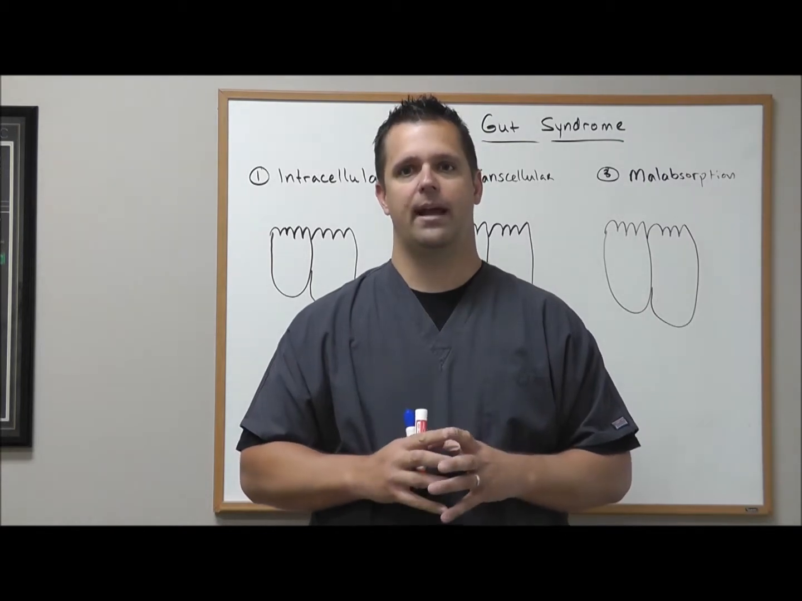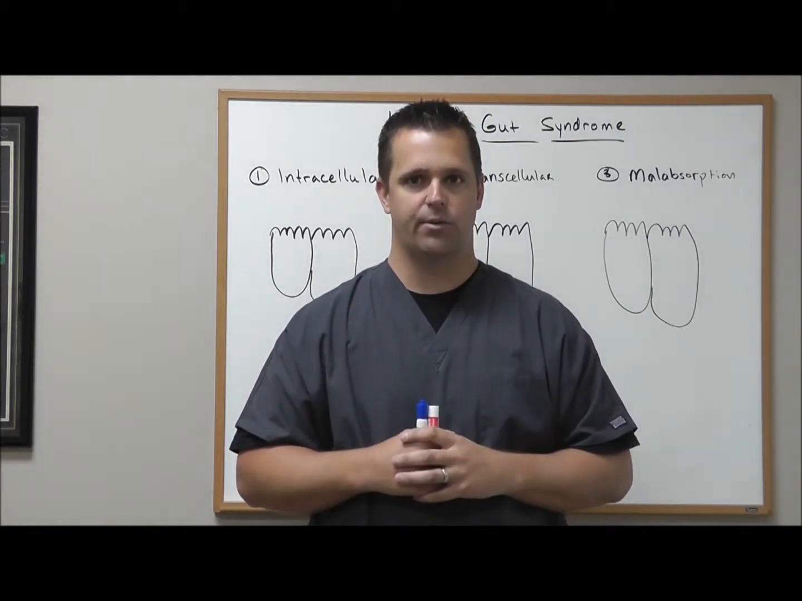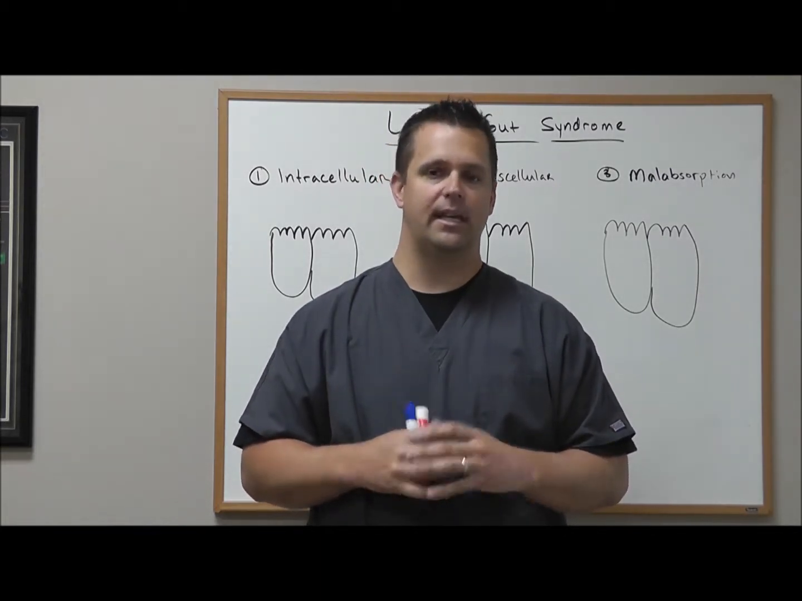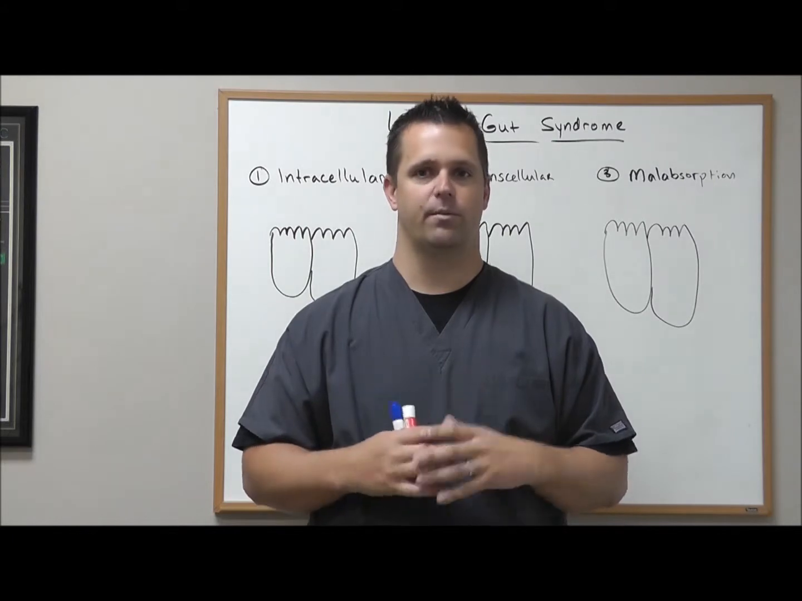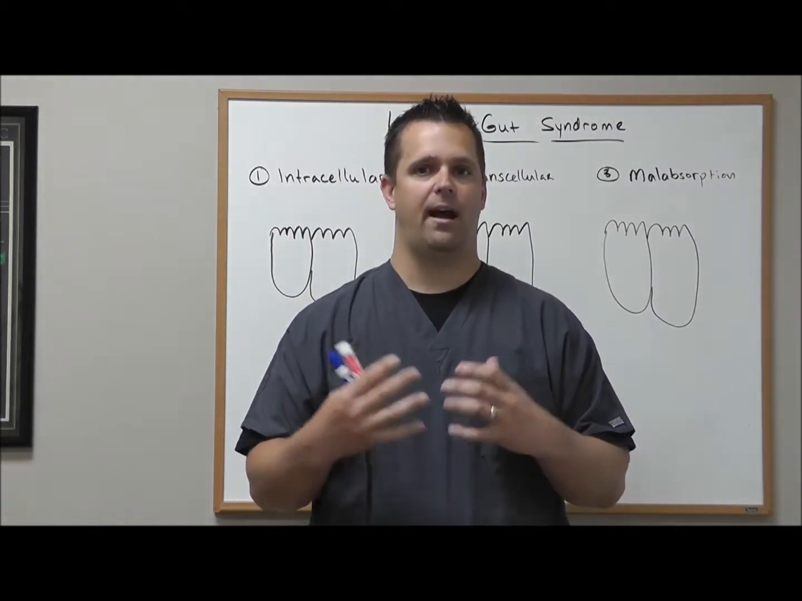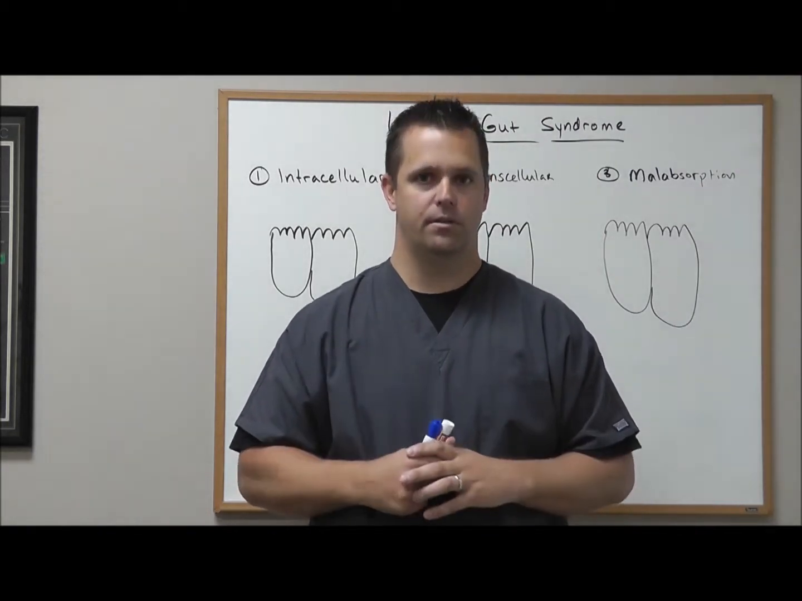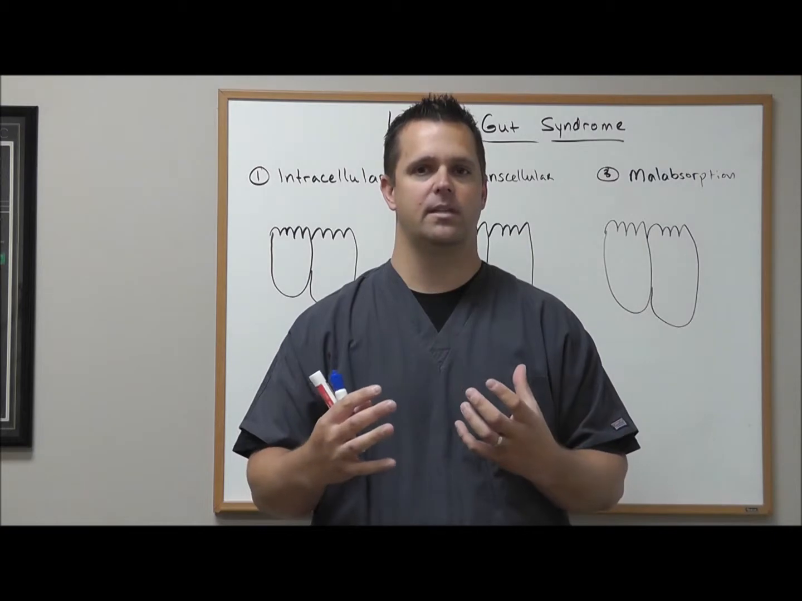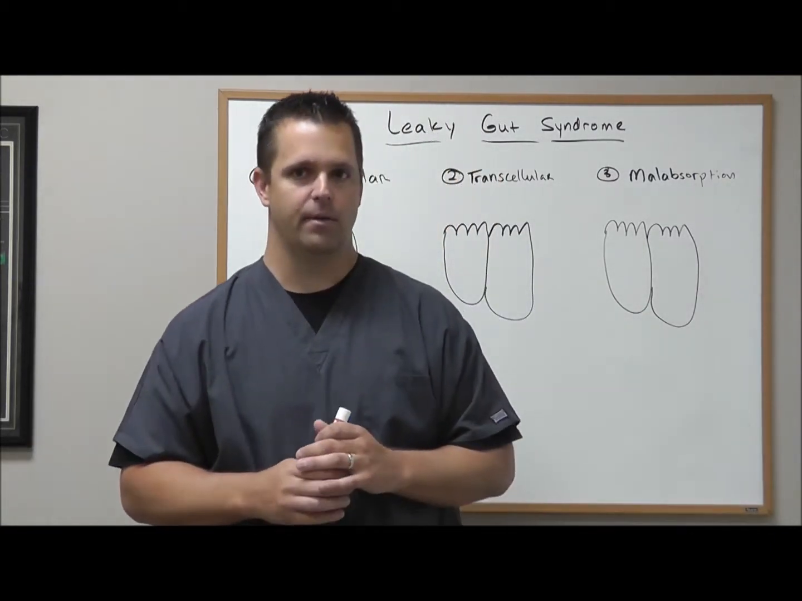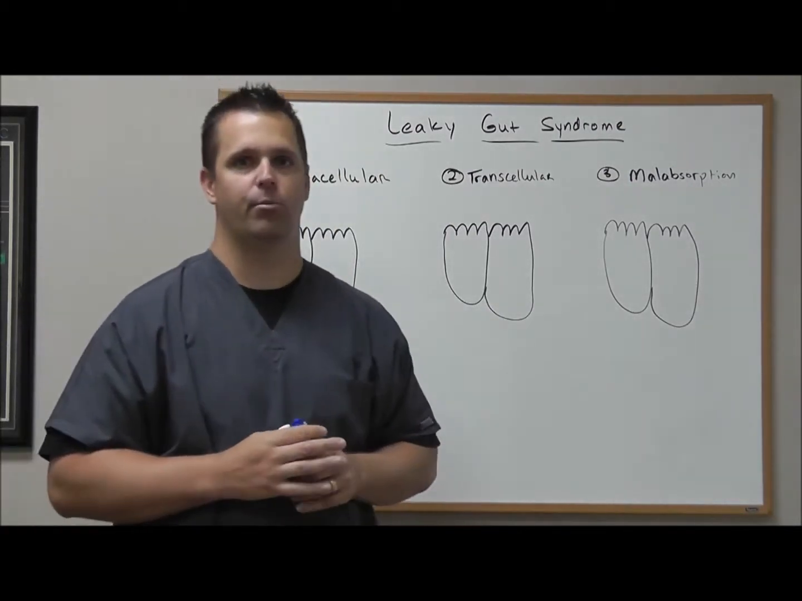Now, when you get a compromise in your gut barrier, or what we call leaky gut syndrome, it can eventually lead to symptoms. Leaky gut can happen multiple ways, and we're going to talk about 3 ways that are commonly associated with how our gut breaks down today, and what we can do to test for that to see which one of these mechanisms is compromised in our gut. So the first one we're going to talk about is what we call intracellular breakdown.